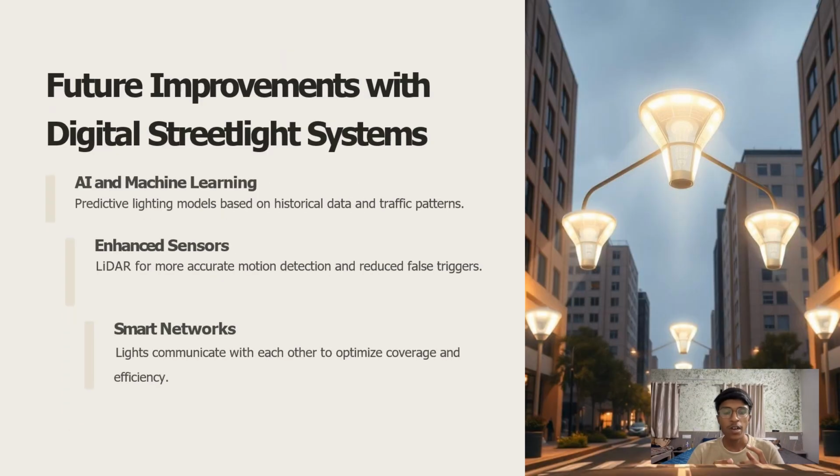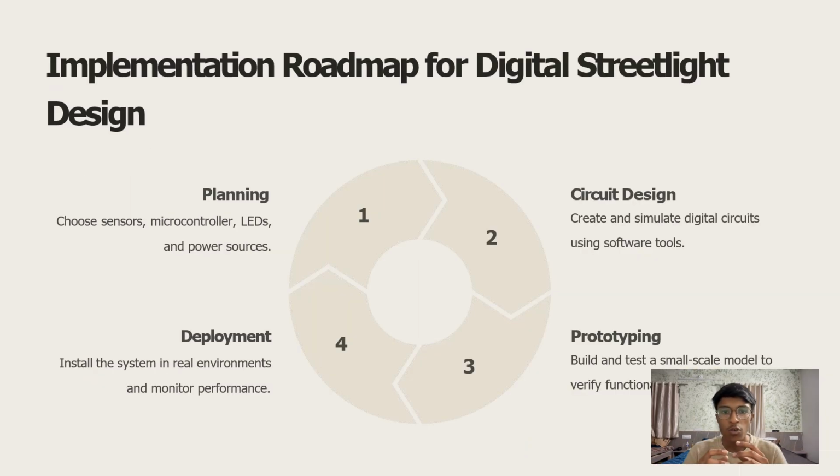There must be a question in your mind: what is the future improvement or future scope of digital streetlight systems? First is AI and machine learning. We can make models that can make predictions based on historical data or traffic patterns. Second, we can use enhanced sensors such as lidar for more accurate motion detection and reduce the false triggers. Third is smart networks. We can make a system in which lights communicate with each other to optimize coverage and efficiency.